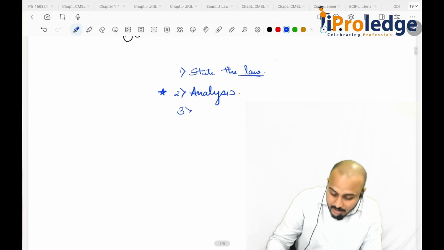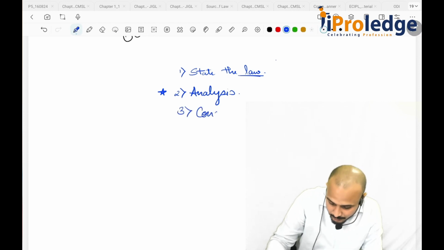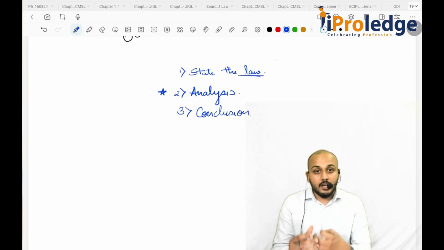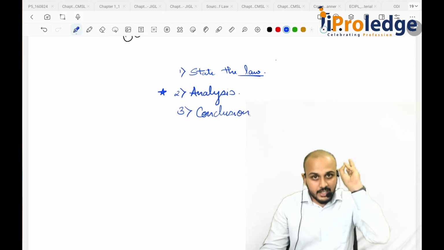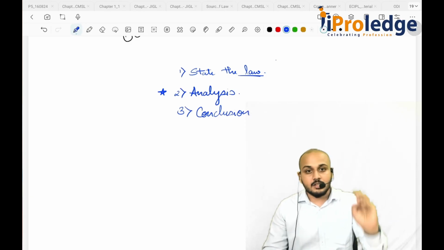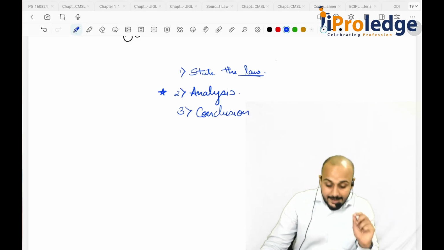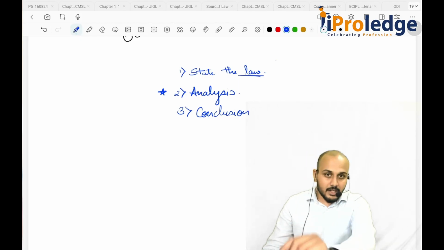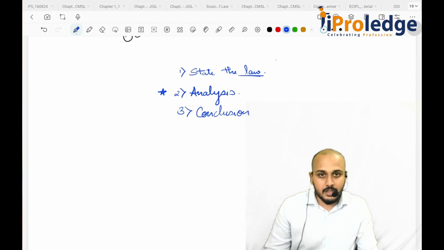This is your second part. And now moving to the third part is your conclusion, where you are ending your answer. Based upon your stating of provision and your analysis, you are coming to a conclusion. Now is where you say that yes, the decision of the company secretary is valid. It's just an example that I'm giving.